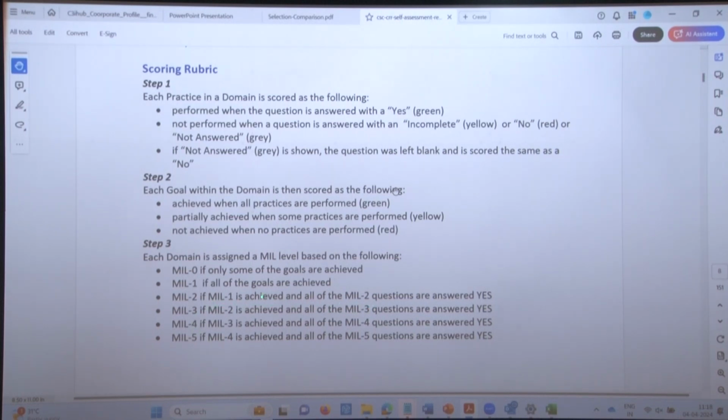Then if I want to be better than the first maturity level, I have to not only get all of MIL 1, that is, achieve all the goals, but there are also specific things that I have to do, and we will go into what those specific things are. So this becomes cumulative. To get to MIL 3 you have to satisfy MIL 1, and all the answers of MIL 2, and all the answers of MIL 3, and so on. So this is how the maturity progresses.